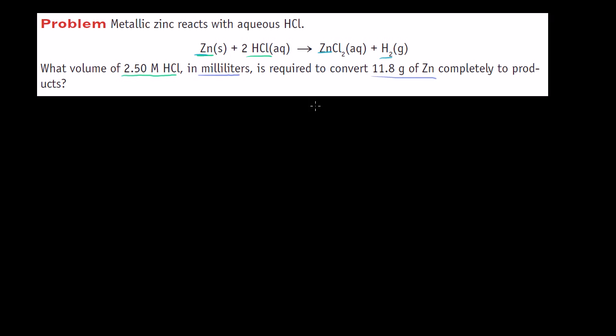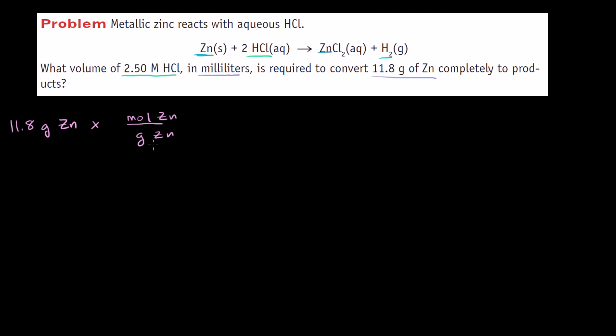So the first thing we want to do, we're starting off with 11.8 grams of zinc. They give us that information. Now we're going to figure out how many moles of zinc that is. So times, we're going to want to convert this to moles. So it's going to be moles of zinc over grams of zinc, moles per gram.